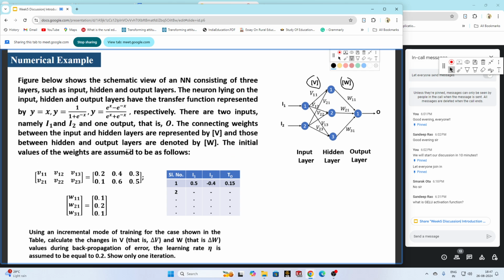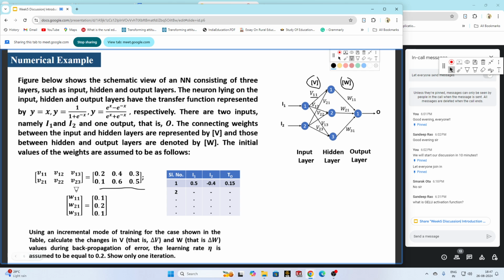The initial values of the weights are assumed to be given here: V11, V12 and V13. That means the first neuron of the input layer is connected to the first neuron of the hidden layer, so in that case we write V11. Similarly, first neuron of the input layer and second neuron of the hidden layer, V12. First neuron of the input layer and third neuron of the hidden layer, V13. That is why there are 3 weights. Similarly V21, V22, V23, and these values are given here.